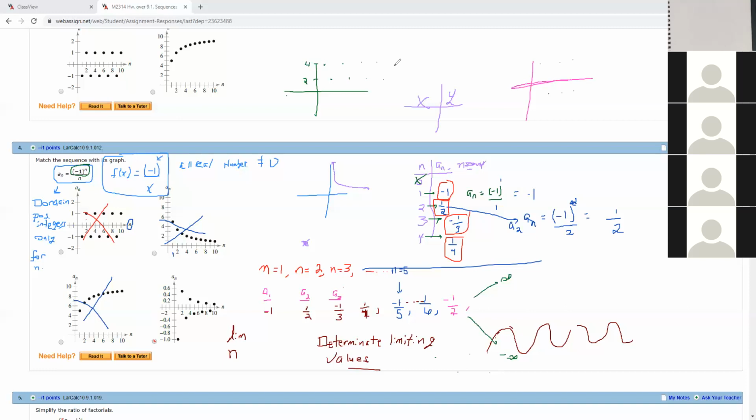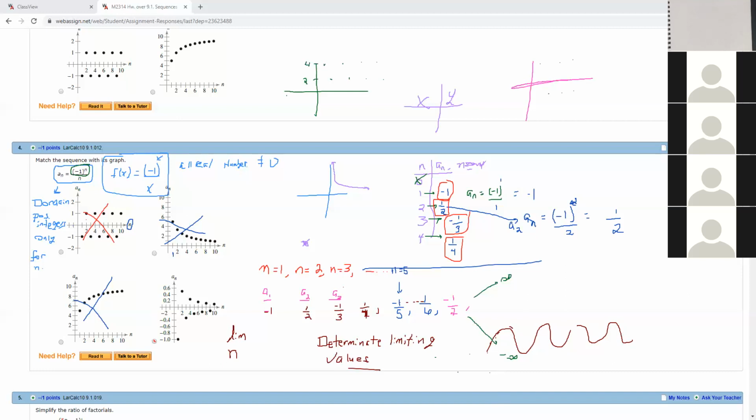It's a determinate limit, and the limiting value is infinity, or negative infinity. But in this case, this would be alternating, or we could say oscillating. But when you have just dots, it's more common to say alternating, whereas oscillating is what we mean more when it's a continuous graph. So you'll start to hear the word alternating more than oscillating. Okay, so we're getting there.